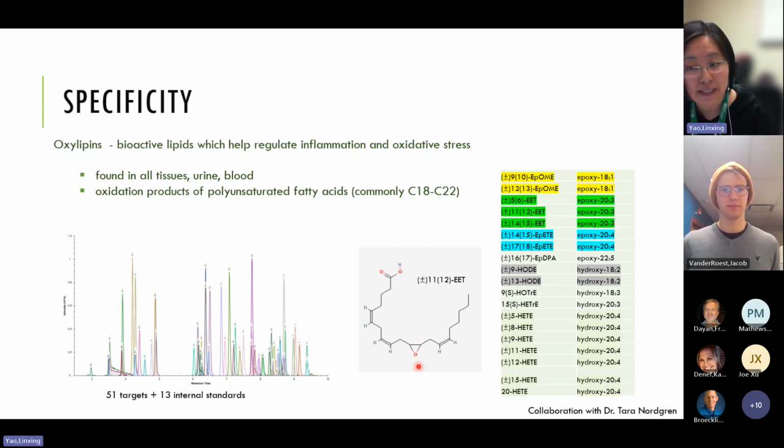In this assay, we have 51 targets and 13 internal standards. The challenge is the separation of isomers. The list here represents a subset of the panel, and the color blocks indicate the isomers. We have many positional isomers in this panel. For example, this group at the bottom has 6 compounds that have the same molecular weight, same carbon chain length, and they all have one hydroxy group, but at a different position on the carbon chain.